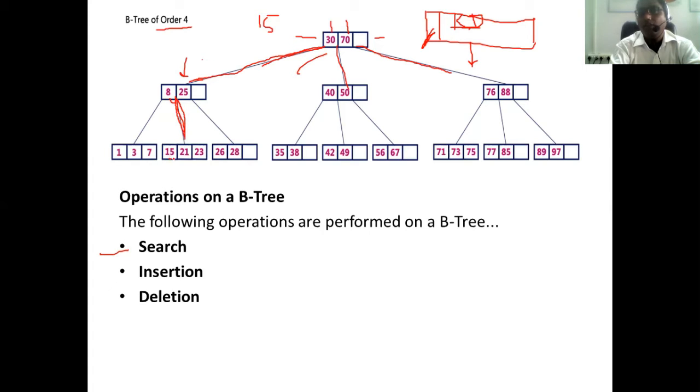In this particular node, the values are 15, 21, and 23. So 15 is present here, so we have to access this value. With the help of this key value, we are going to access the data which is pointed to by that particular data pointer. Likewise, we have to find out where the data is actually stored with the help of key values.